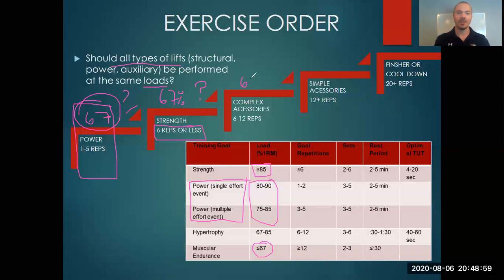And what if we do 67% on some of our complex accessories? So let's see, we cleaned and then we squatted. So let's say maybe we're doing like an RDL here. Okay, so 67% of RDLs, and we're doing sort of that 6 to 12 rep range. If we want to, we might be doing it that way.